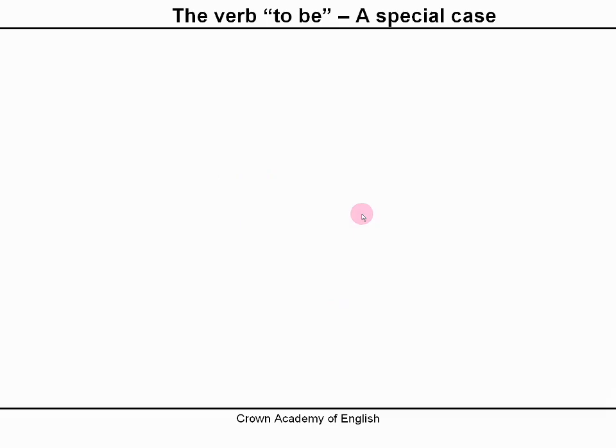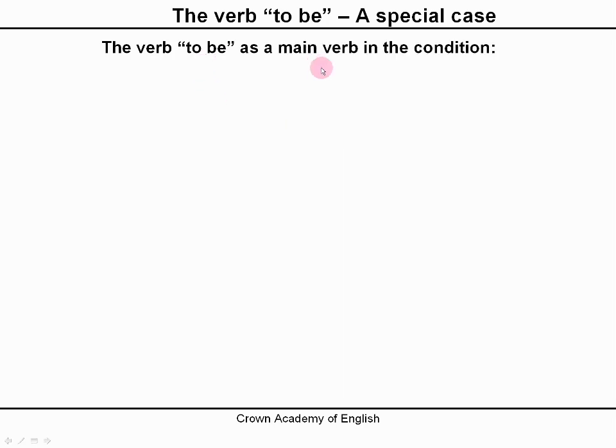There is a special case with the verb to be. So when the verb to be is a main verb in the condition, then we have a special rule. And the tense is the past simple, but it is the subjunctive mood. So what is the subjunctive mood? Well, first of all, let's do some revision.